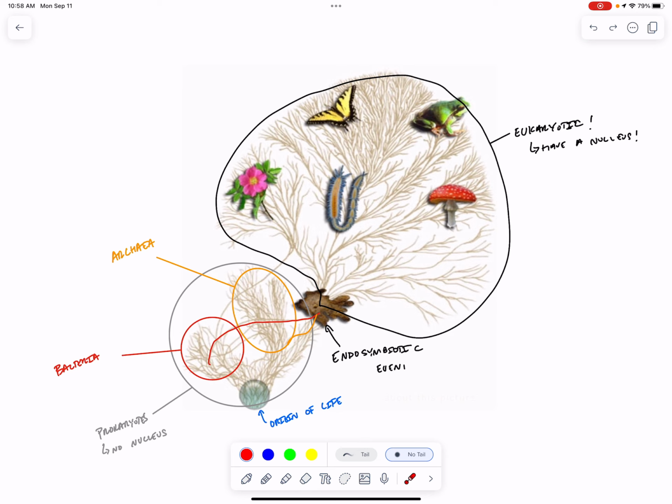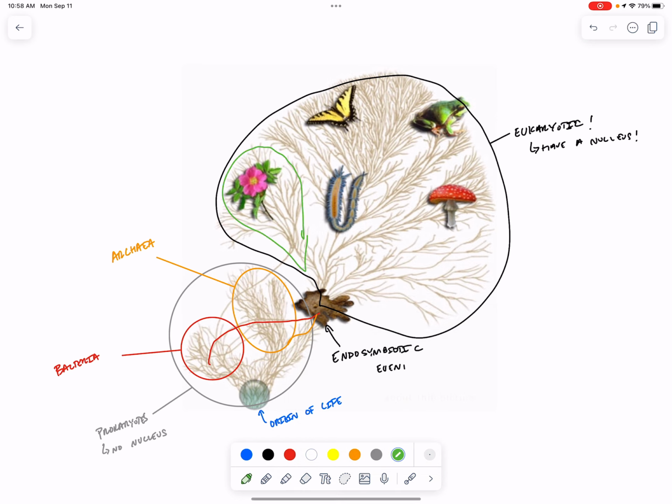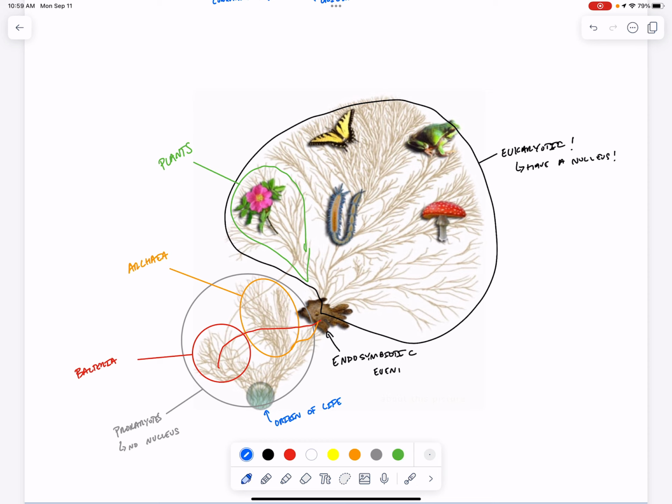Okay, so within these groups of eukaryotic organisms, we have a couple different groupings, and one is the plants. So all these guys represent plants. The grouping over here represents all animals. I guess I should say the Latin names too. Plantae. This is Animalia. And our last grouping are fungi, right here.